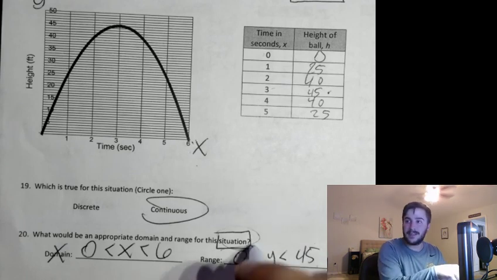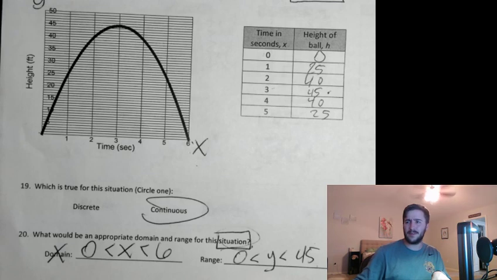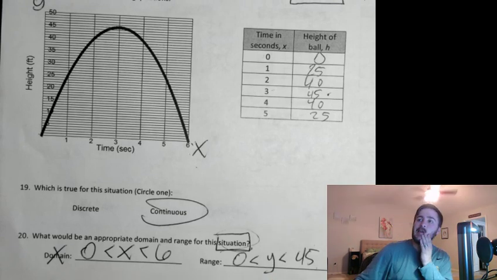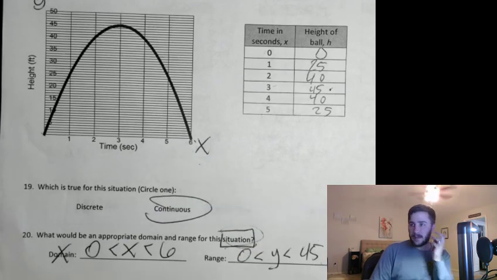Okay, what makes sense? It doesn't make sense for the ball to fly up into the air and then go into negative land. That doesn't make any sense. The ball doesn't go embed itself into the ground and start burrowing down. No. It stops when it hits the ground again.